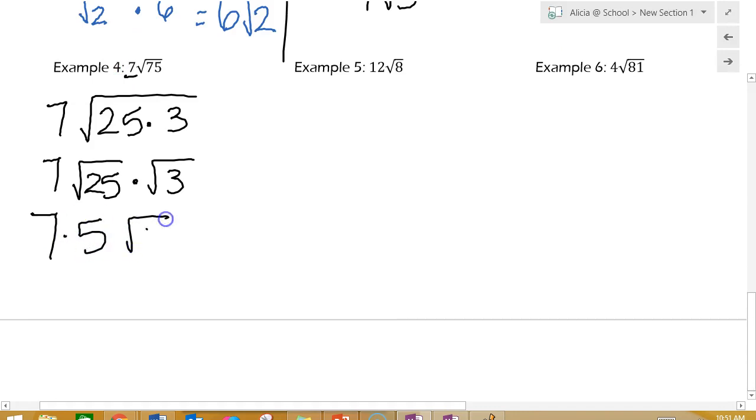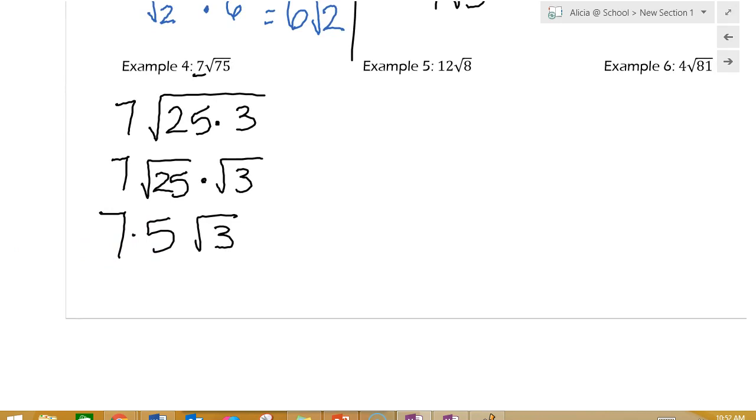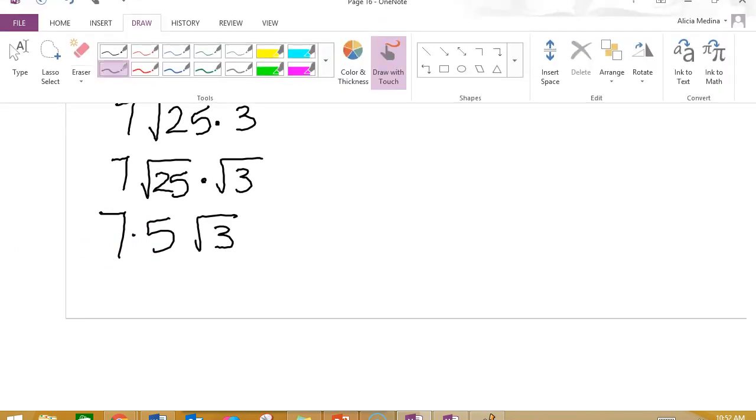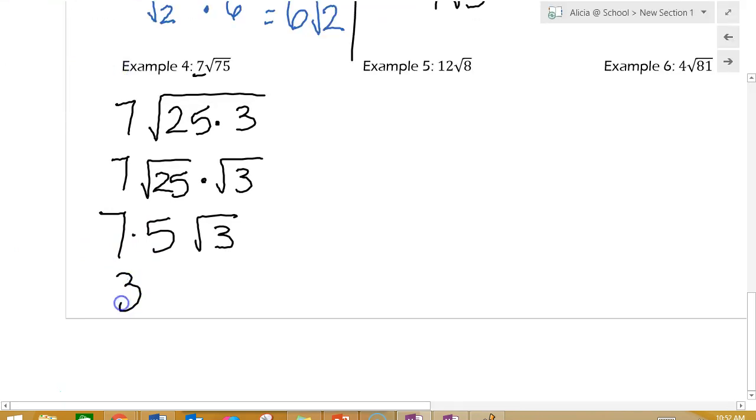And I can't forget to bring down the square root of 3. However, I'm not done. Now I have 2 coefficients that are getting multiplied in front. So I have to simplify that 7 times 5. And 7 times 5 is 35. Don't forget my square root of 3. And I'm going to go ahead and bring that down. So again, that 35 came from multiplying the 2 coefficients in front. And we can go ahead and move on to example 5.